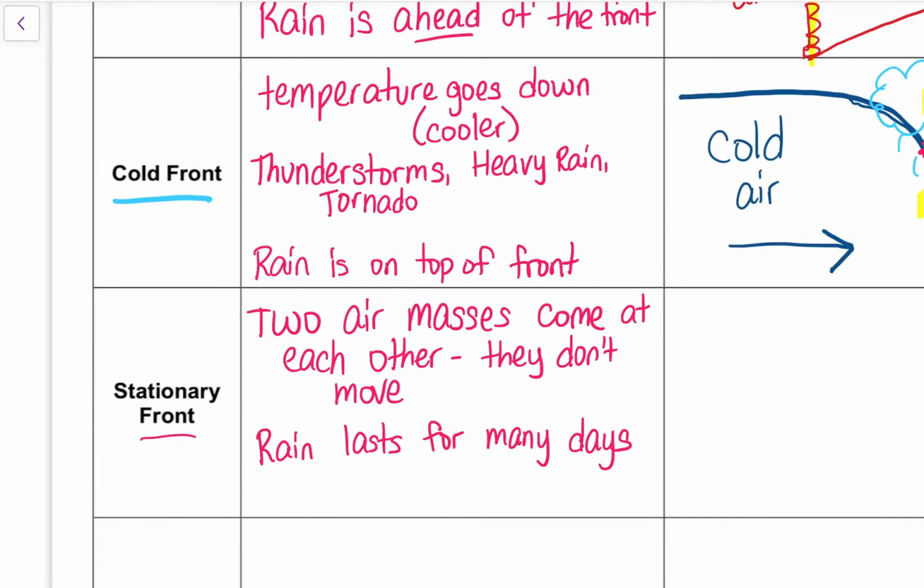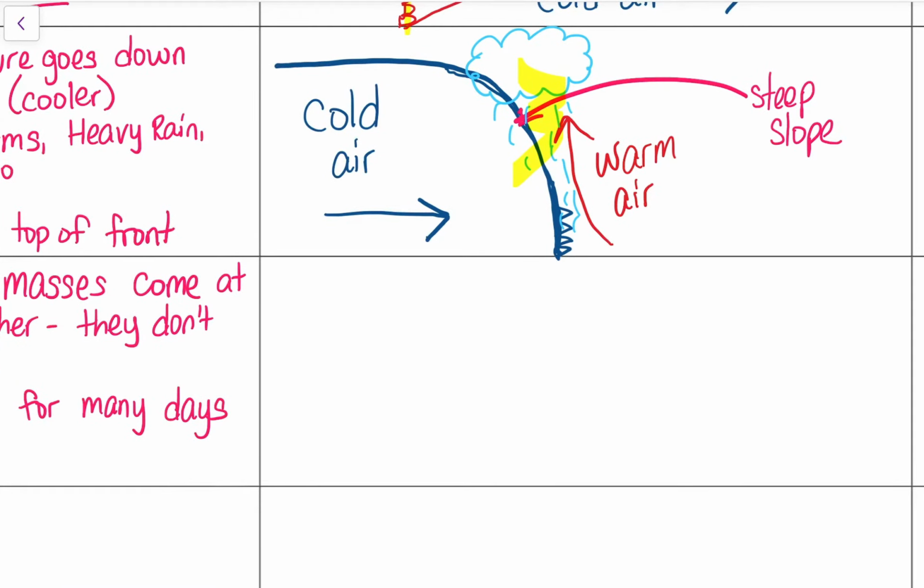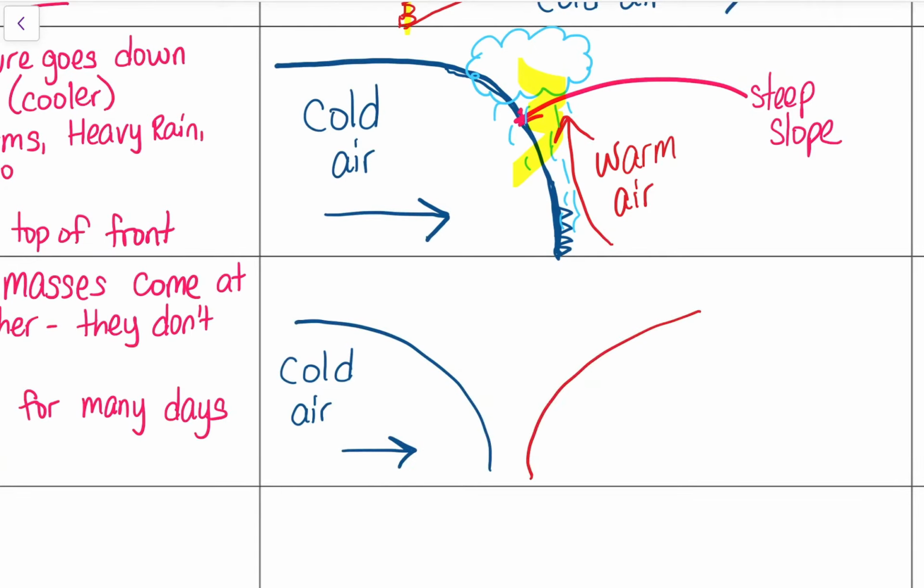Let's go ahead and draw a stationary front. When we say that two air masses come at each other, we have usually a cold air mass and a warm air mass coming at each other. So the arrows should be facing each other because they're moving head on. And when we have this situation, we have rain showers, rain events that last for sometimes a few days because neither air mass moves really.